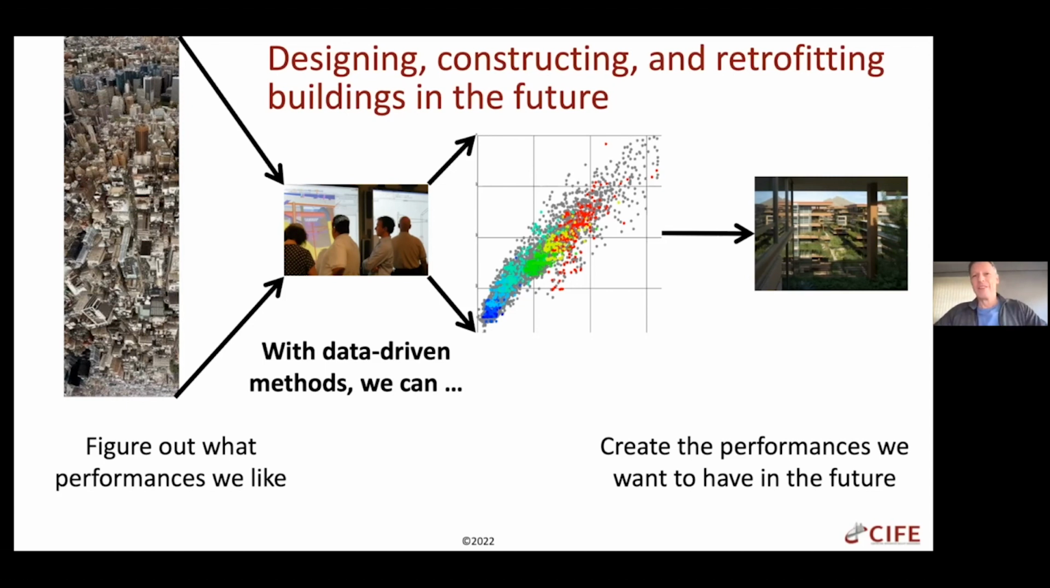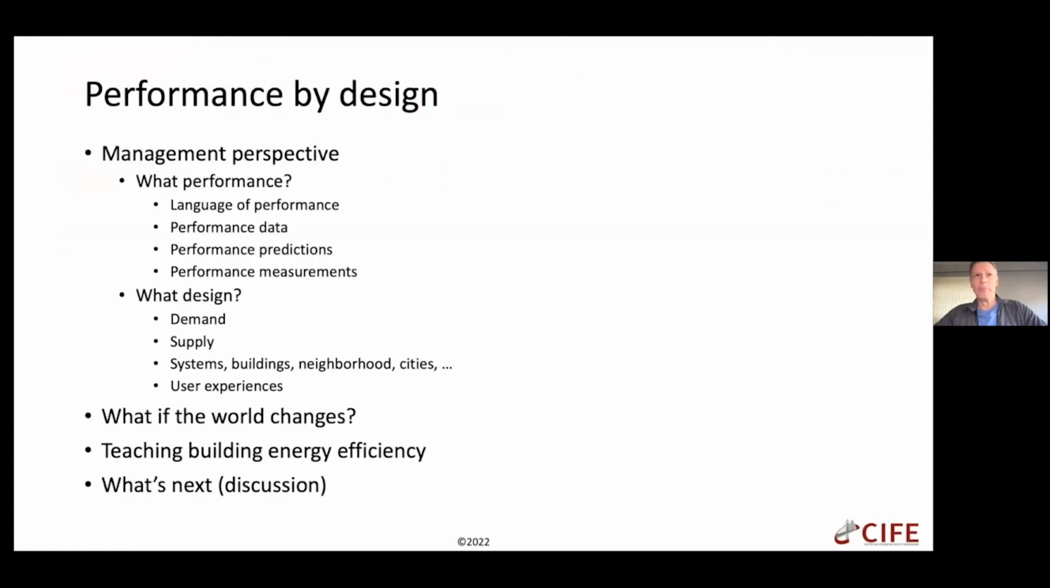But moving forward with this perspective, that then begs the question, well, what performance do we want? So we need a language to talk about this performance. And then, of course, we need data. We need to make predictions and measurements. And I'll touch on those. And again, these have been touched on already. It's an issue that will stay with us for, I think, some time.